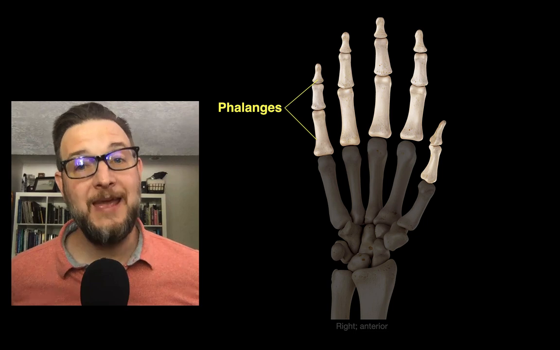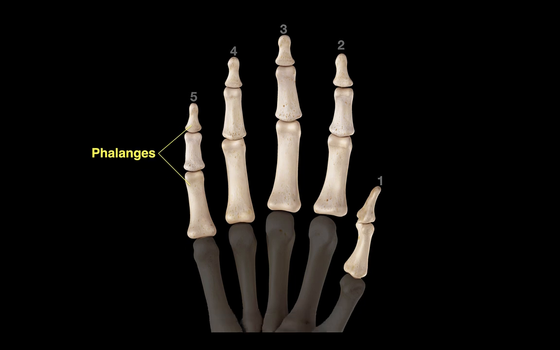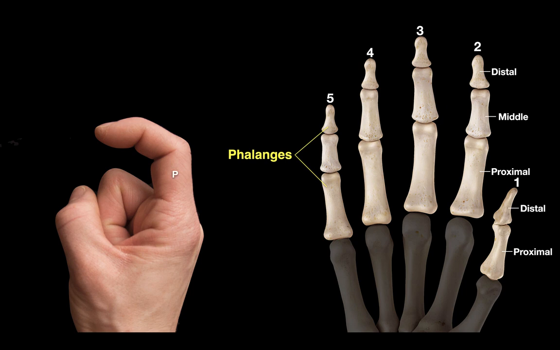Next, we have the phalanges. Now, the phalanges are numbered 1 for the thumb, 2 for the index finger, 3 for the middle finger, 4 for the ring finger, and 5 for the pinky. And if we take a look at digits 2 through 5, they are composed of 3 phalanges, a proximal, middle, and distal phalange, whereas the thumb only has a proximal and a distal phalange. Like this: proximal, middle, distal, proximal, distal.